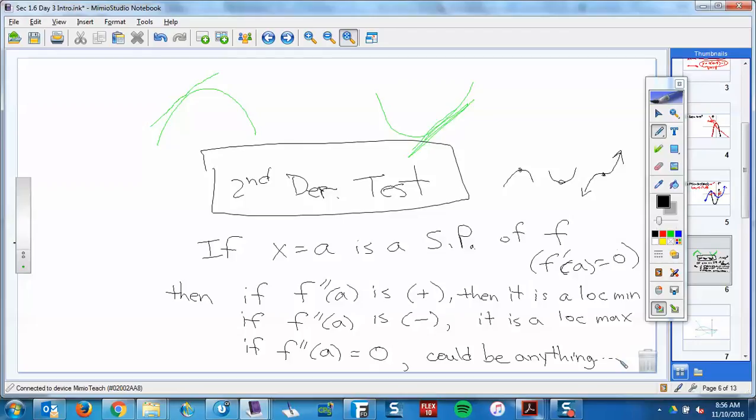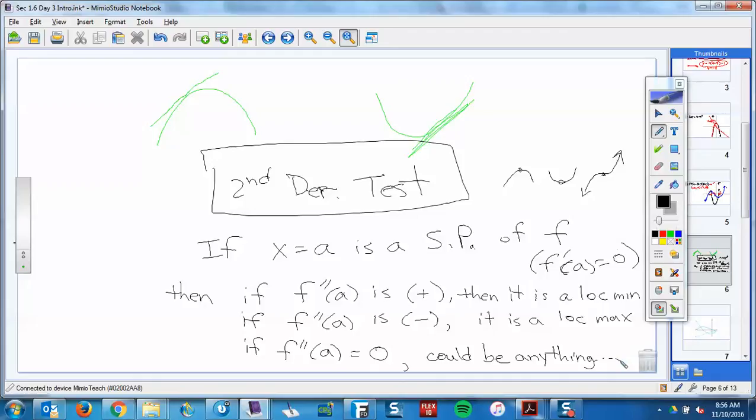But it makes sense because a local max is concave down, a local min is concave up, and a flat spot isn't either one of those, right? So anyway, let's go to your homework. We got a couple things. There's a Desmos thing, and then there's some book homework.